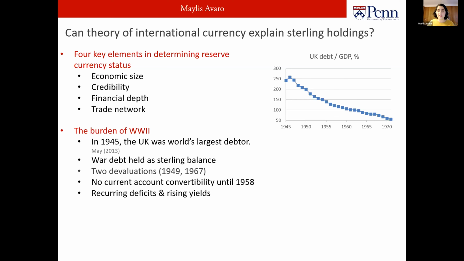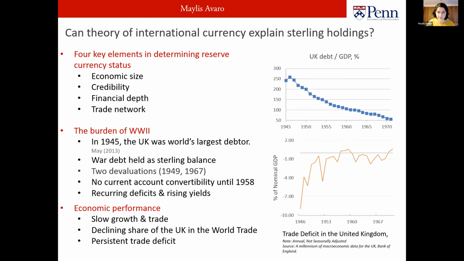In addition, it faced recurring deficits and rising yields, showing not such a strong credibility toward markets. In addition, the UK didn't have a good economic performance. It had slower growth than most of its European partners, and it had a declining share in world trade and a persistent trade deficit that weighed on the Bank of England reserves. So we don't find here the key elements that could foster a reserve currency status for sterling.